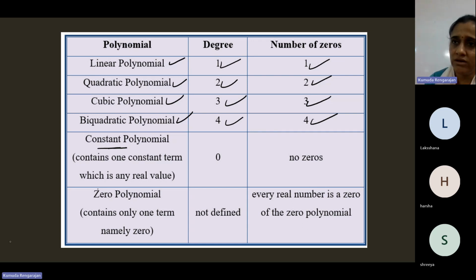If the degree is 1, the number of zeros is also 1. Degree is 2, number of zeros 2. Degree 3, number of zeros 3. Degree 4, number of zeros 4. Can have a maximum. Maximum number of zeros 2. Maximum number of zeros 3. Maximum number of zeros 4.